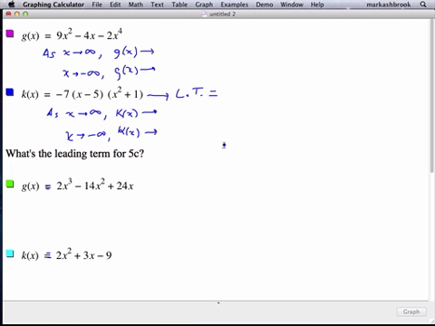What's the leading term for g of x? We're going to do end behavior. We've got to make sure we got the leading term right. What is it? Yeah, so it's not always the first. Leading term means highest power, not always the first one listed. They can jumble it up.